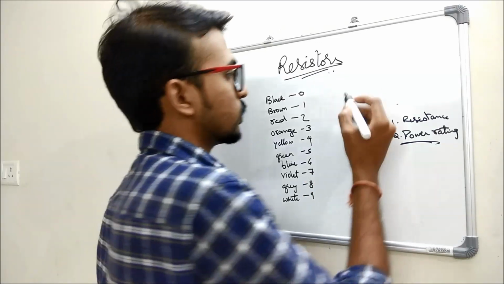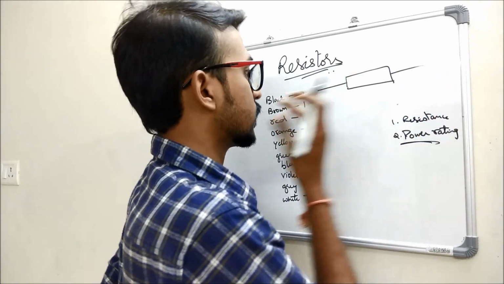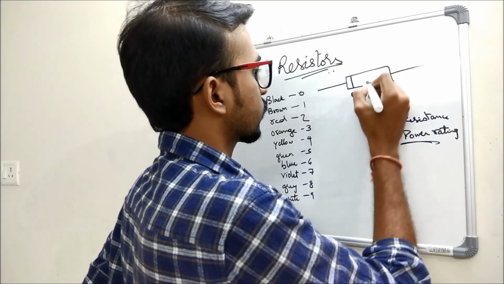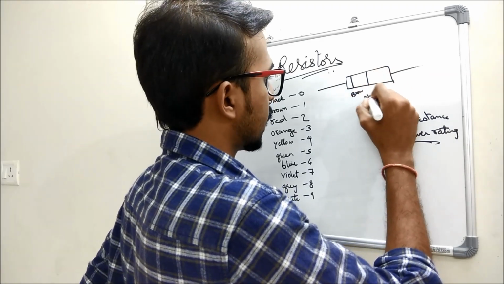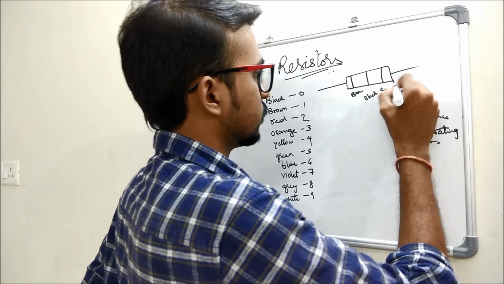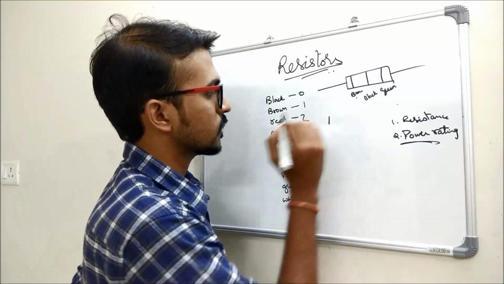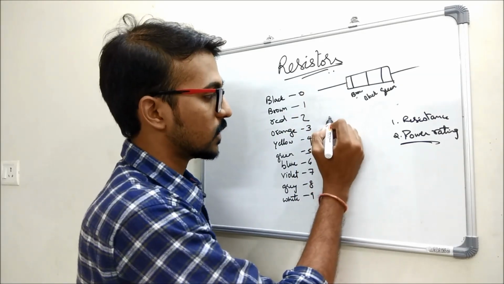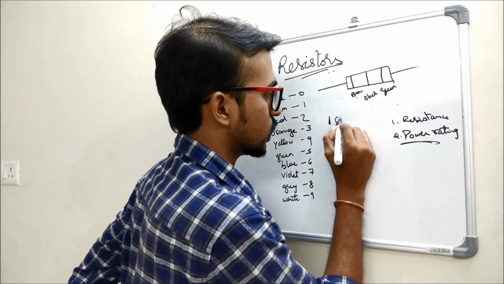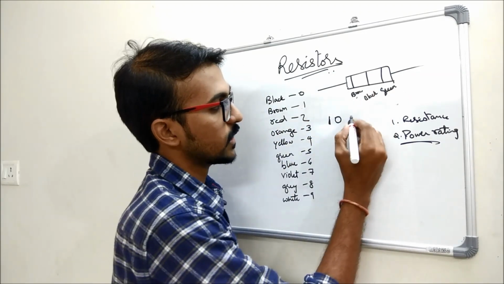Say for example, I have a resistor here with color coding starting from brown, then black, and say green. I'll take these three for a sample. Brown is 1, so the first digit will be the exact value 1. The next band, black, tells you the next value. Black is 0, so I'll place 0 here. And then the third band will tell you the 10 power value. Green is 5, so it will be 10 power 5.